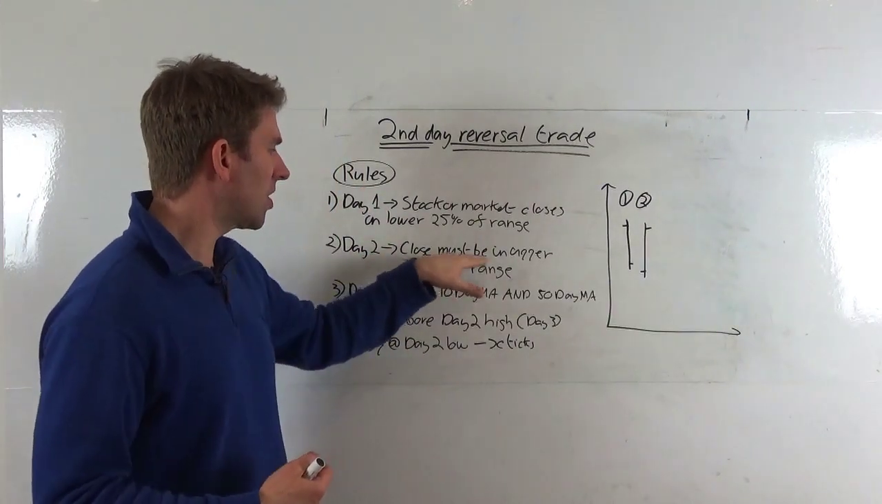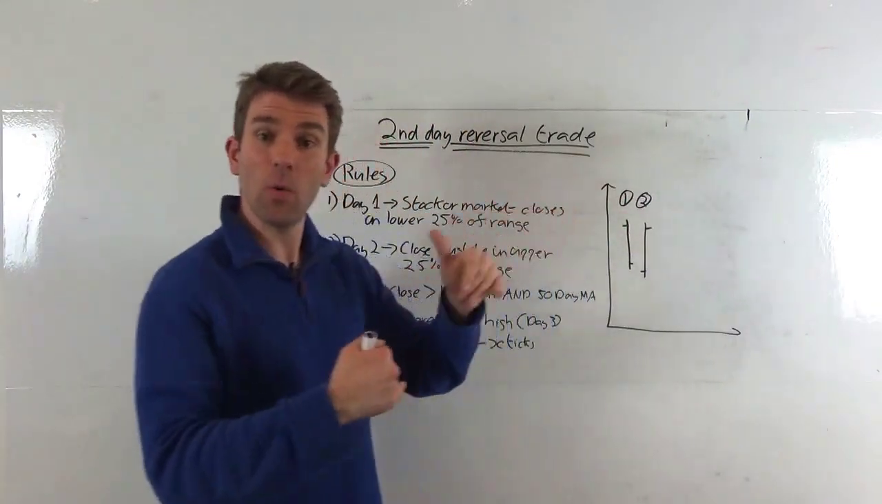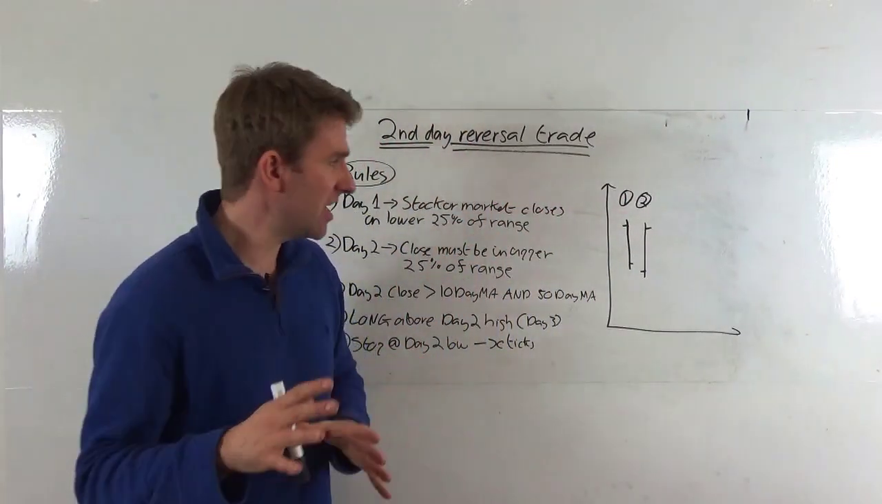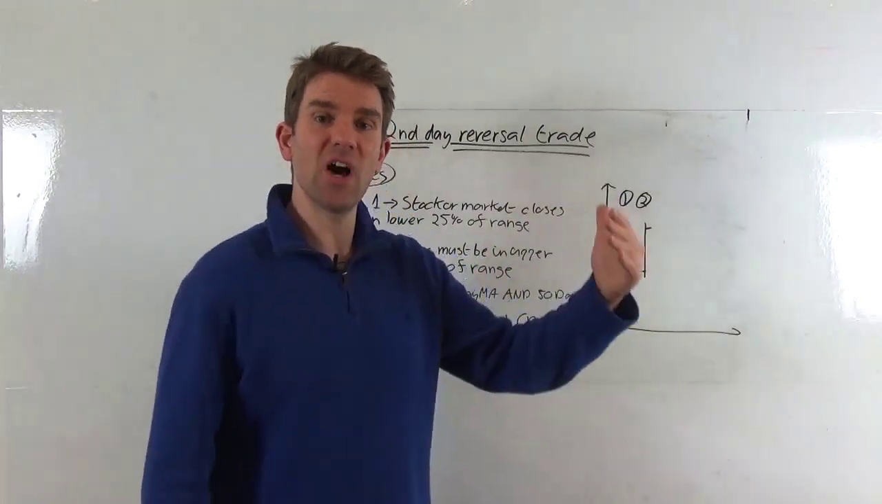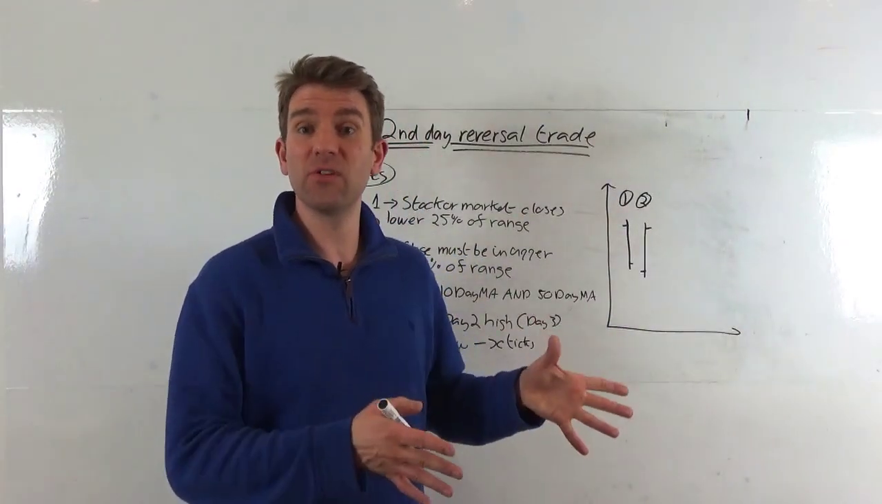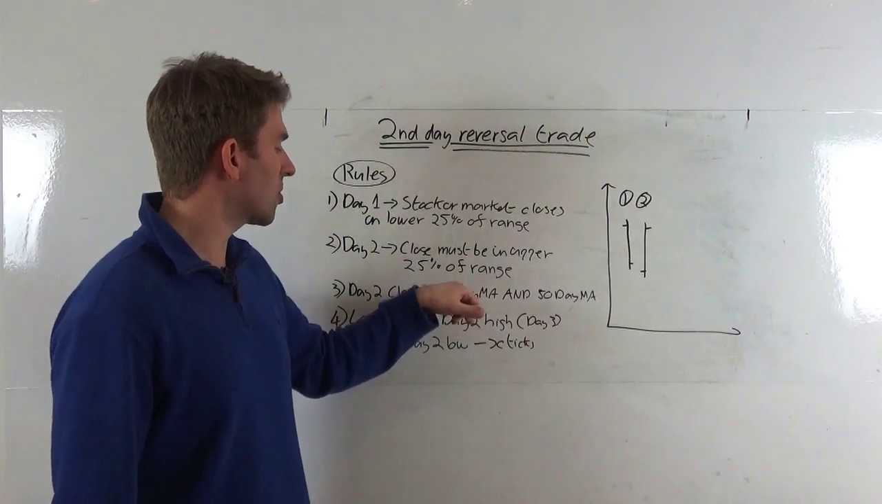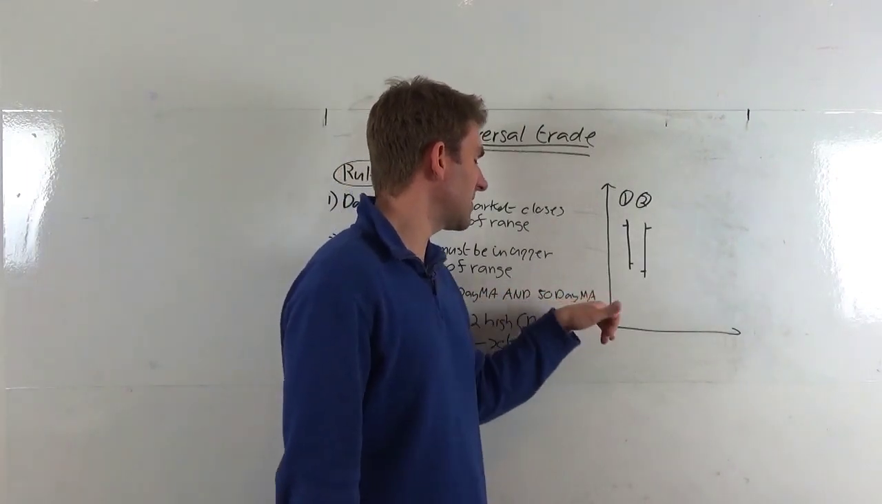Day two, the close must be in the upper 25% of the range. So we have day one, the close in the lower. Day two, we've got a bit of a change in momentum. We've got a close in the upper 25% of the range. That may sound all well and good. However, how do we filter for the trend? This is where we're coming with rule number 3. The day two close has got to be greater than the 10-day moving average and the 50-day moving average.